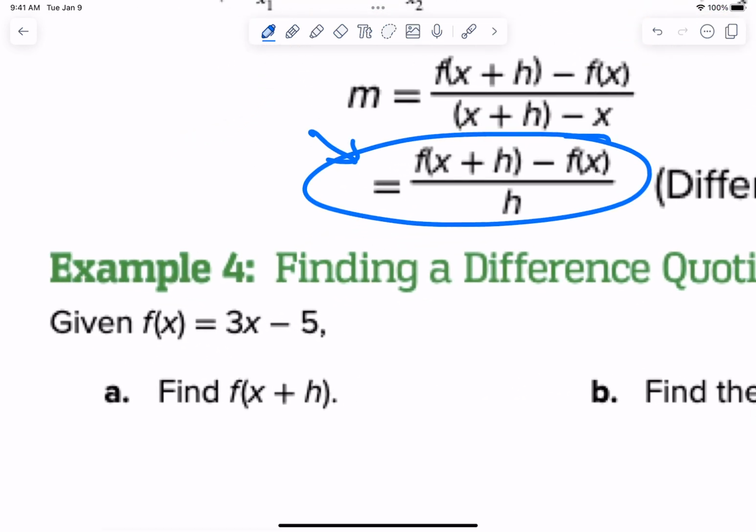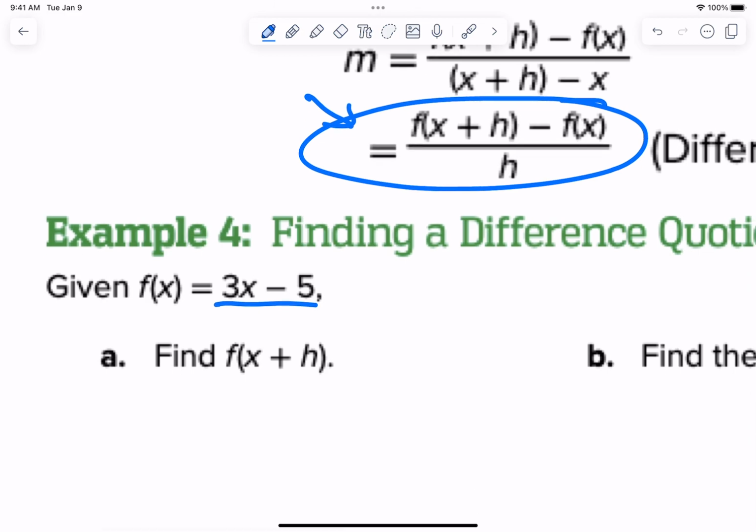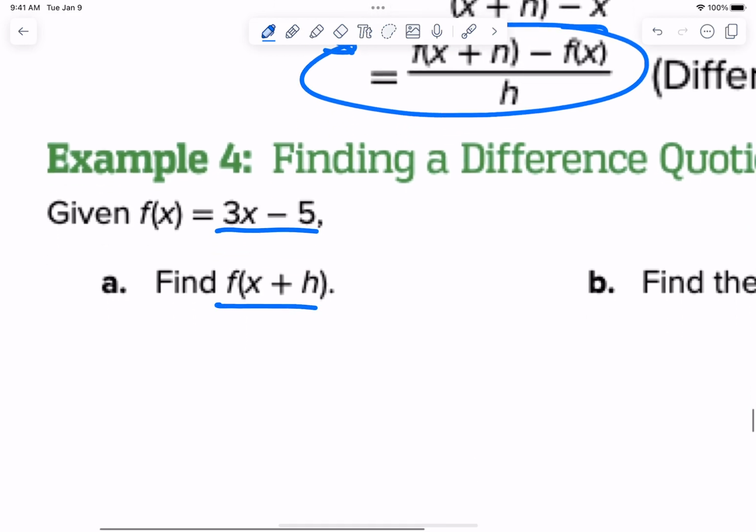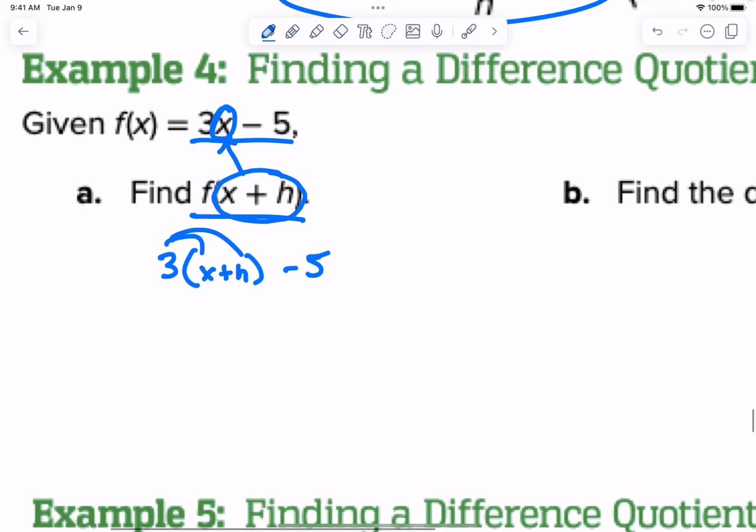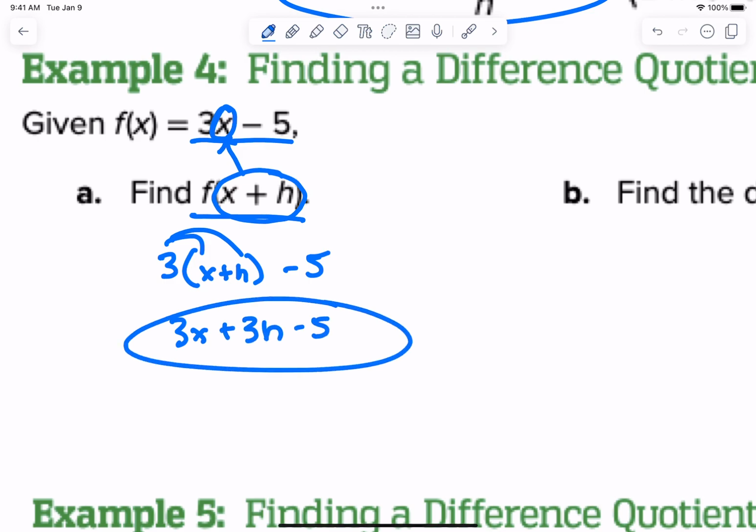So the first thing they want us to do, here's your formula. 3x minus 5, that's what we're starting with, which is a linear function, right? Here we go. We are finding f of x plus h, and this just means we're taking x plus h and we're plopping it in where the x was. So we have 3 times x plus h minus 5. We're just replacing this x with x plus h, and then we're simplifying, and that's all we're doing, right? That's what f of x plus h means. Simplify, we get 3x plus 3h minus 5, and that is all we can do. Do you see how that works?